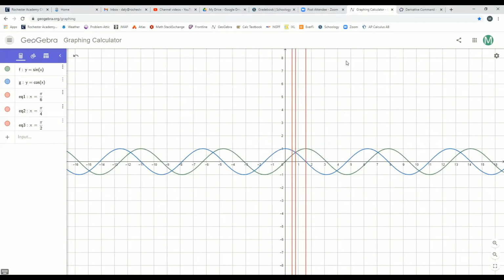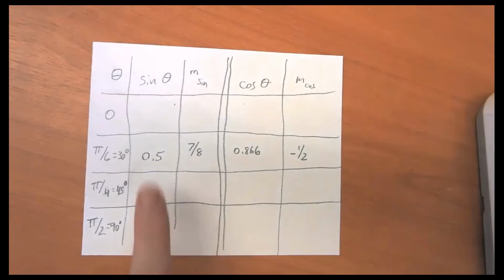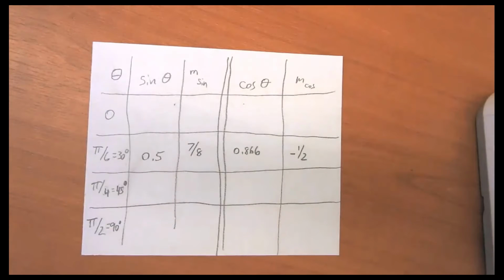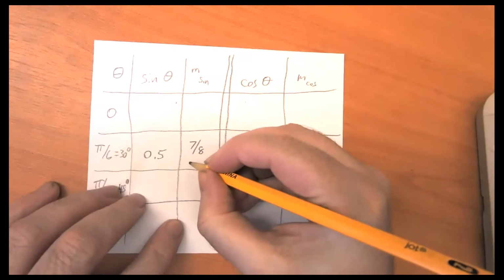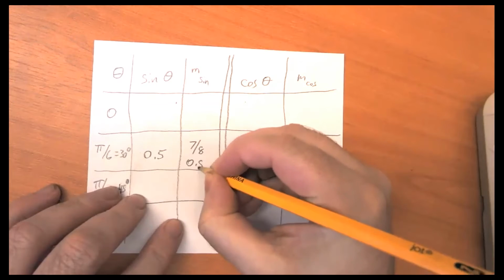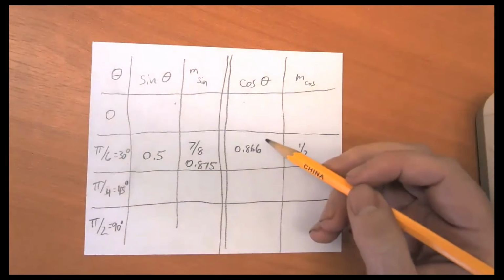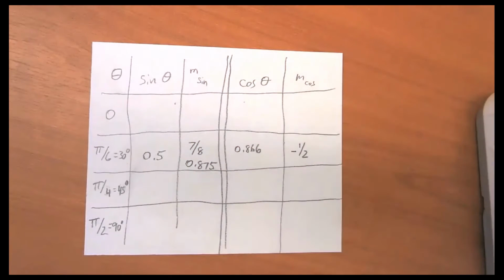All right, so let me show you what I've got written on my chart at the moment. All right, so the sine value was 0.5 and the slope was 7 over 8. So I'm going to get out my calculator. Well, I'll just write that as 0.875. Okay, so that took a little bit of math. I could use my calculator for that, but I just happen to know what 7 over 8 is. And so I've got that for the sine, and the same thing with the cosine function.